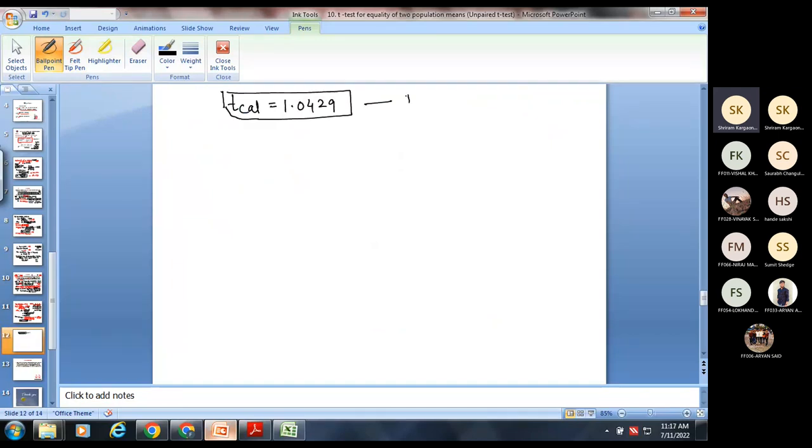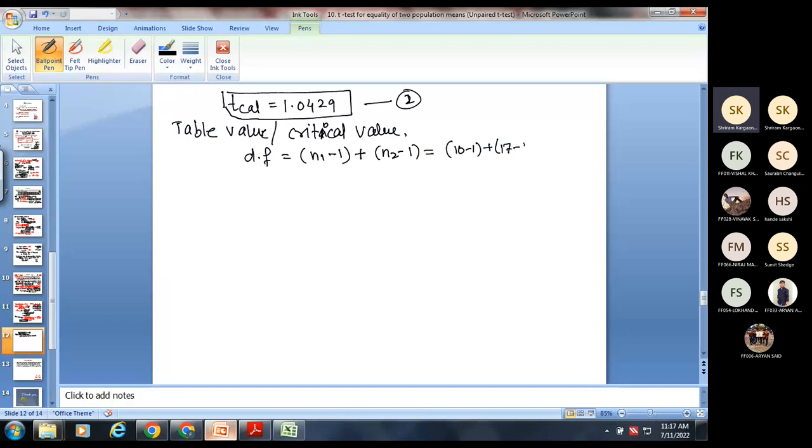Now quickly we have to get the table value, or critical value. How do we get this? I need two things. First, degrees of freedom. Very simple: subtract one from each sample size and then add. So n1 minus 1 plus n2 minus 1, which is 10 minus 1 plus 17 minus 1. That is 25 degrees of freedom. Secondly, we want a level of significance, that is 5%. If it is not mentioned, then 5% by default.